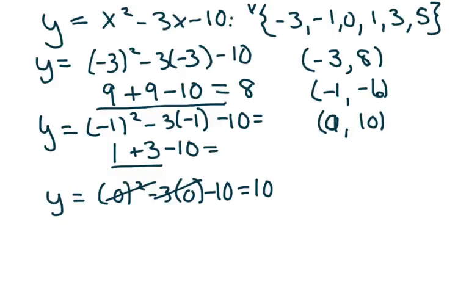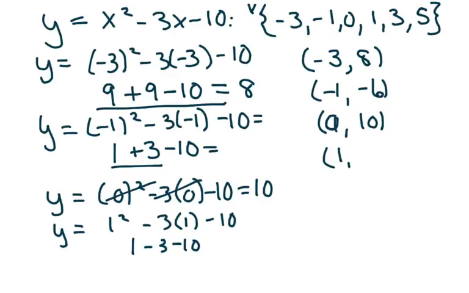So 1 is going to be y equals 1 squared minus 3 times 1 minus 10, which gives me 1 minus 3 minus 10, which is -12. So 1 goes to -12. And then we're going to plug in 3. We'll try to get it all on this page. That means it's going to get messy.